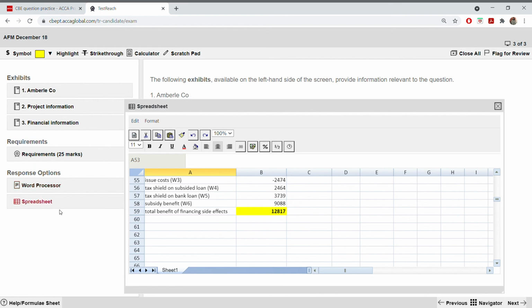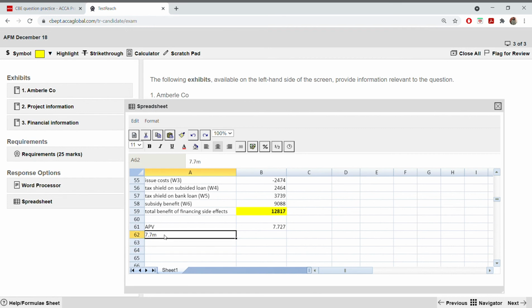What is adjusted present value? Okay, so the adjusted present value will be equal to what? 12.817 minus 5.09. 12.817 minus 5.09. 7.727, or 7.7 million, okay? 7.7 million. Writing it as M.